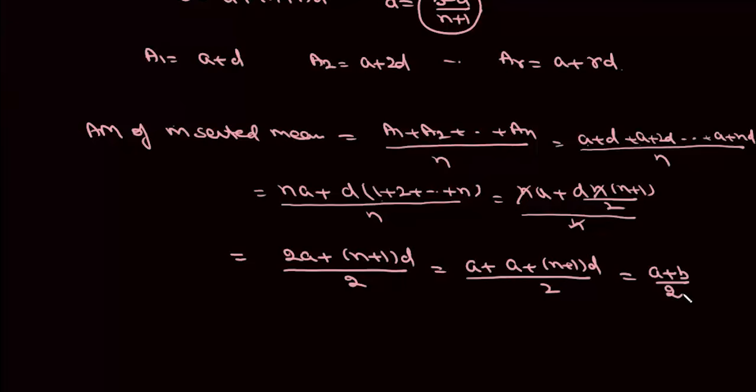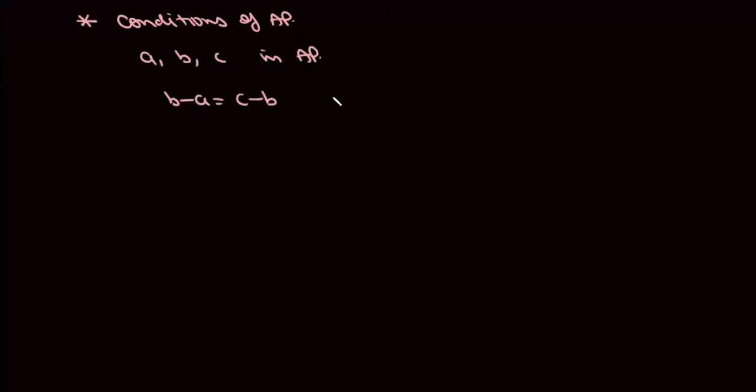Now you'll get many questions on conditions of AP. So if we have A, B and C in AP, then simply their difference must be the same. So B minus A must be equal to C minus B, or we can simply write twice B equals A plus C. So if A, B, C are in AP, then twice the middle number must be equal to the sum of the first and last number.